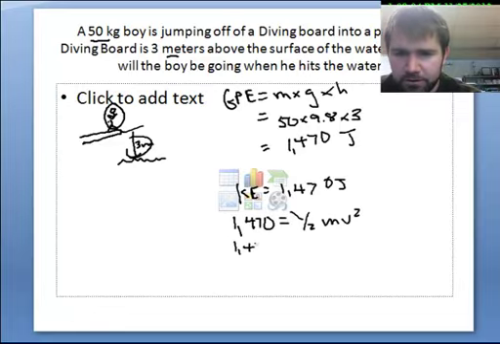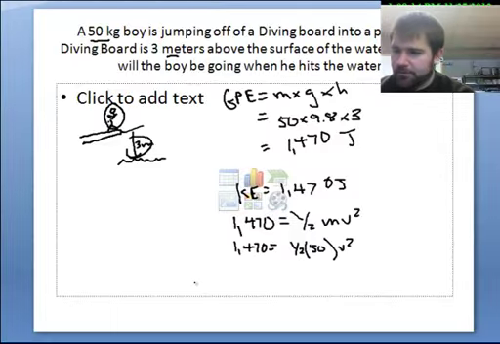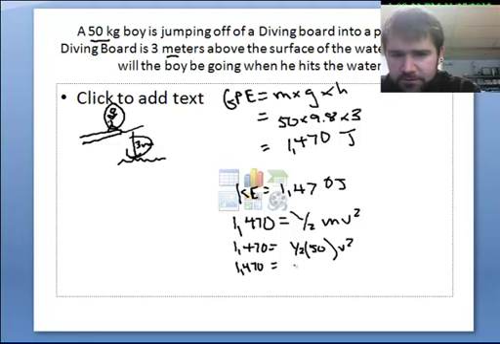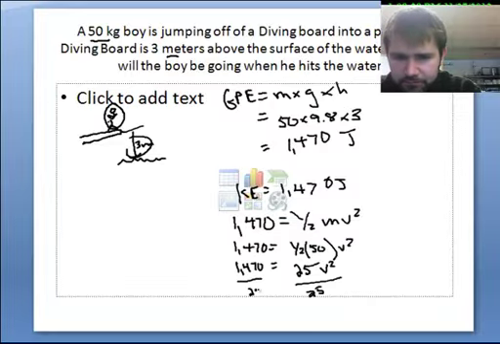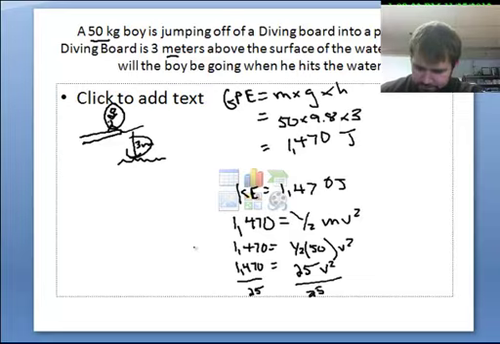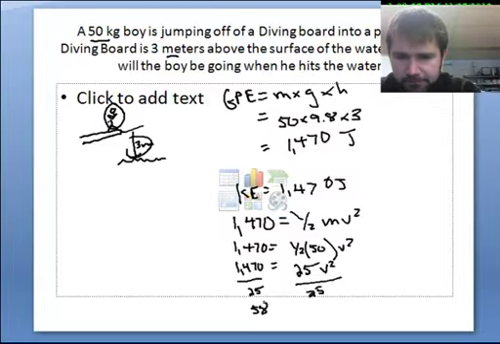Therefore, 1,470 equals 1/2 times mass of 50 kilograms times velocity squared. So 1,470 equals 25 times velocity squared. Divide both sides by 25. 1,470 divided by 25 equals 58.8.